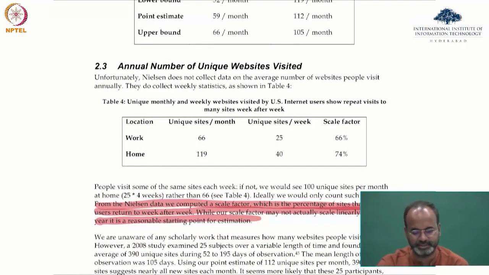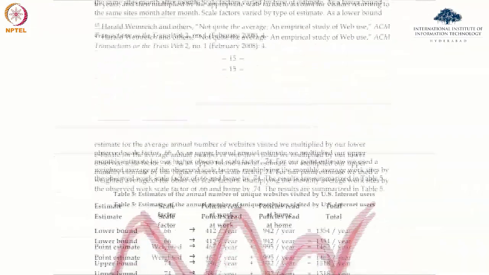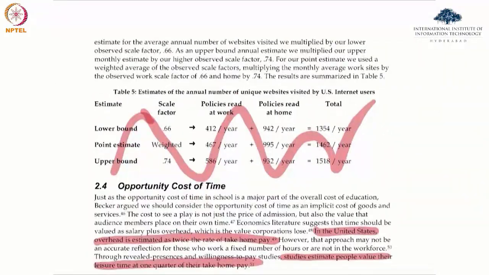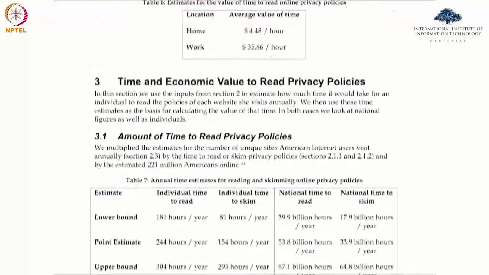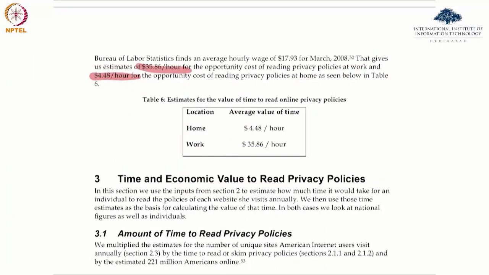Right, so this is the same details about annual websites. It estimates the annual number of unique websites visited in the US. Again, the total number of websites, with lower and upper bounds. Opportunity cost, this is where the cost is getting covered, which is the way that they calculate it.